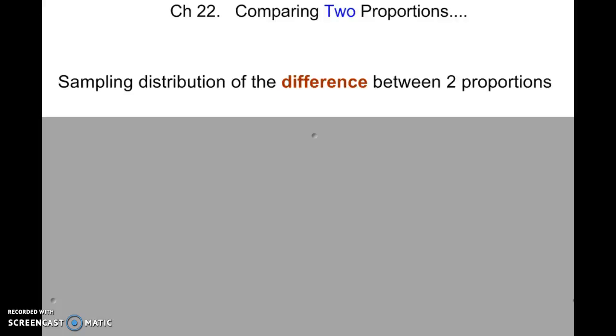Okay, so today we're going to learn about comparing two proportions. How about two prop z intervals? We'll just emphasize that. So we're finally graduating to a new type of interval, and we're going to start with intervals.